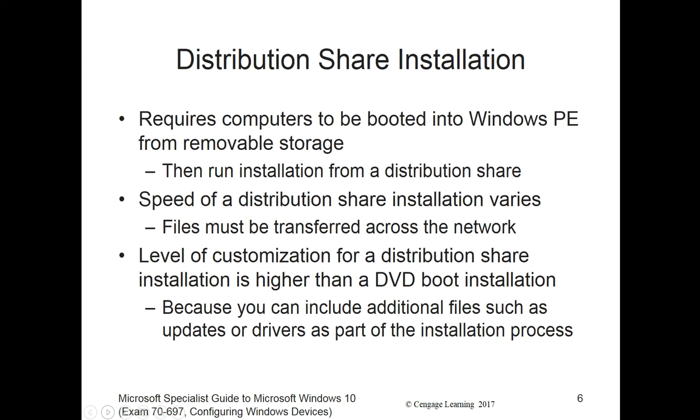Distribution share installation. Now, that requires computers to be booted into Windows PE from removable storage, then run installation from a distribution share. Now, the speed of a distribution share installation varies. Files have to be transferred across the network. So depending on the speed of your network and how much throughput you have, that'll dictate how fast this works. The level of customization for a distribution share installation is higher than a DVD boot installation because you can include additional files such as updates or drivers as part of the installation process.